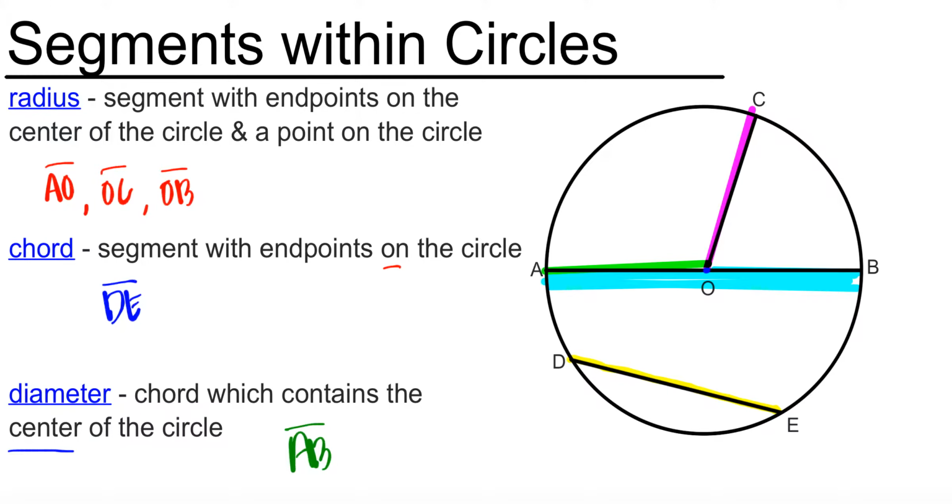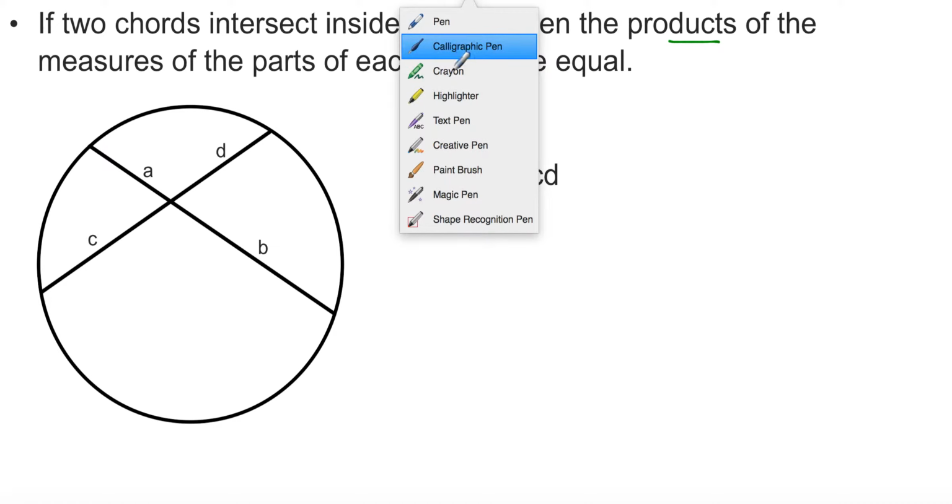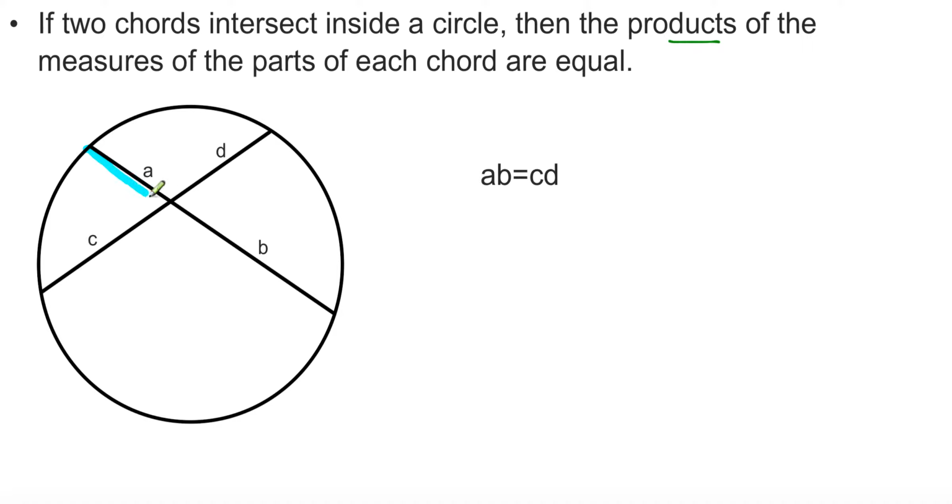Now, what we want to look at with these segments is intersecting chords. If 2 chords intersect inside of a circle, then the products of the measures of the parts of each chord are equal. Okay, so we know product means multiply. And what happened here is this chord with parts A and B, let's call this the blue chord. Didn't make the straightest line, but that's okay. It intersects with this other chord, which we'll call the purple chord. And so the product of their parts, A times B, is equal to C times D.